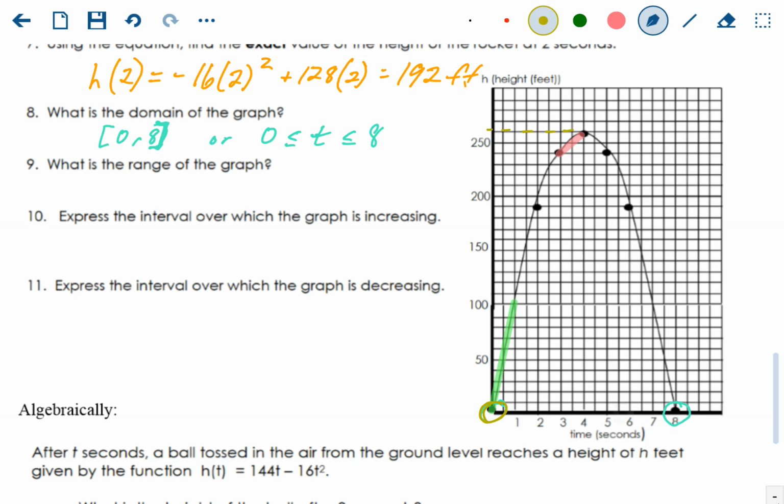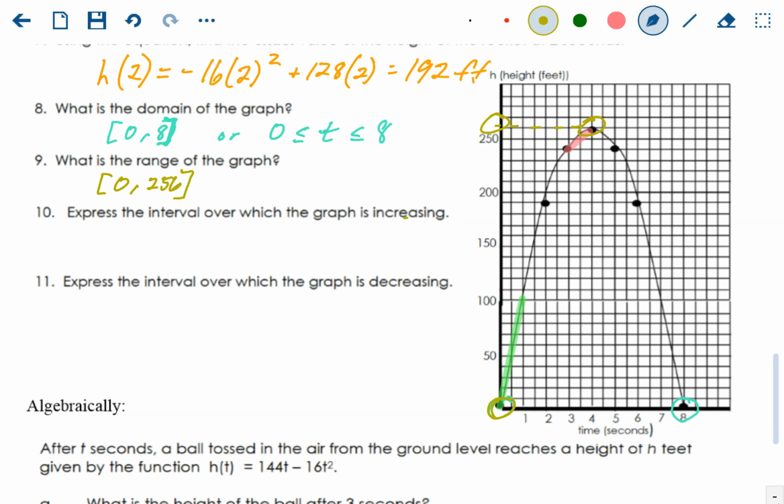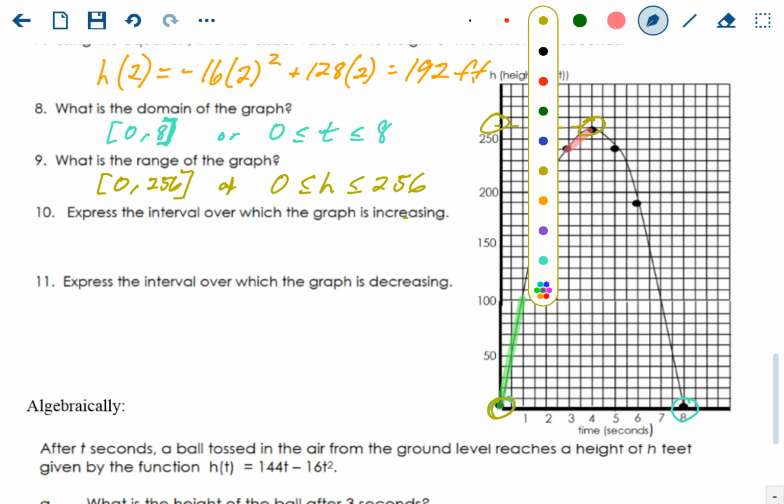What's the range? Range is the y, so the lowest y value to the maximum y value. We already found the maximum. We know the ground is 0. So 0 to 256 as an interval with brackets. Or as an inequality, 0 is less than or equal to h, less than or equal to 256.